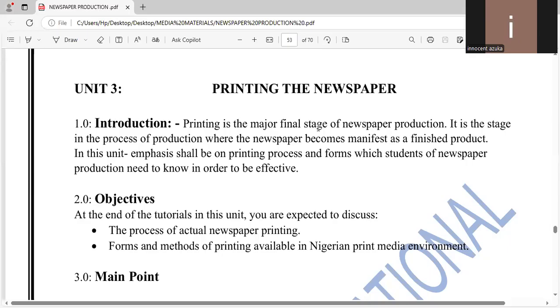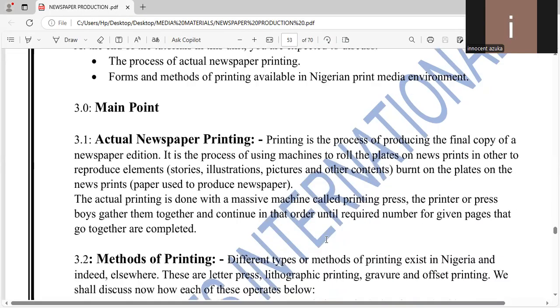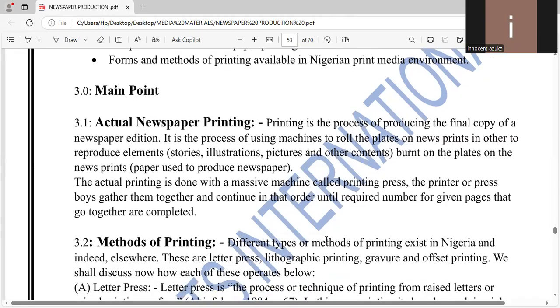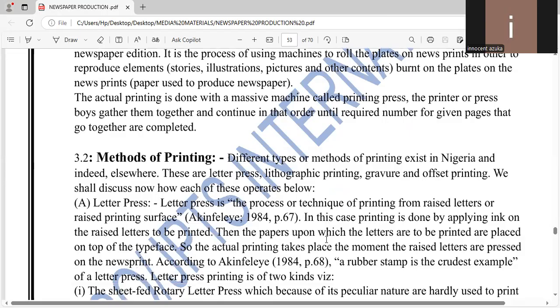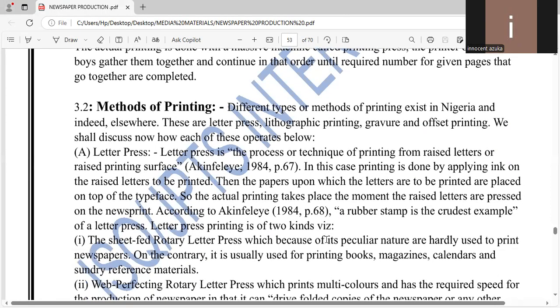It is the final stage. It's the stage in the production process where the newspaper begins to become manifest as a finished product. So that is what this stage is talking about: the process of printing the final copy of the newspaper edition. And there are different methods of printing that exist in Nigeria.